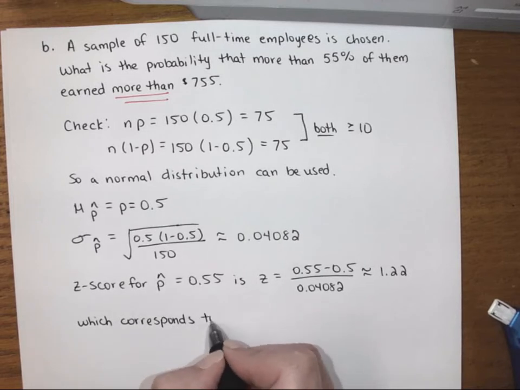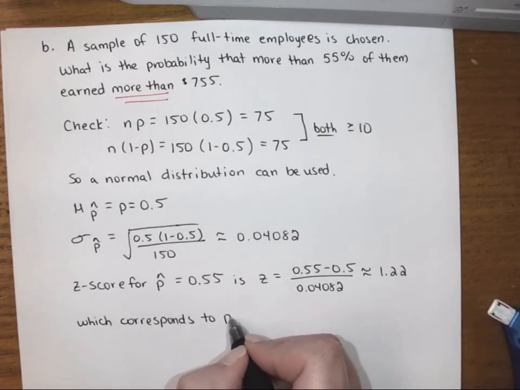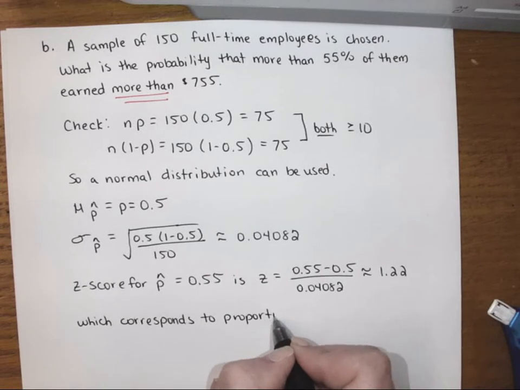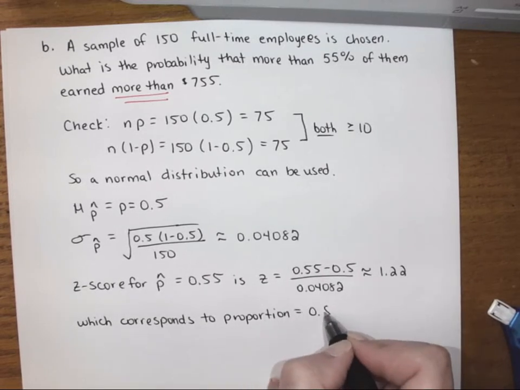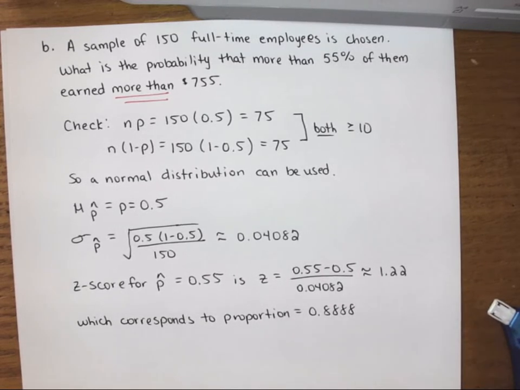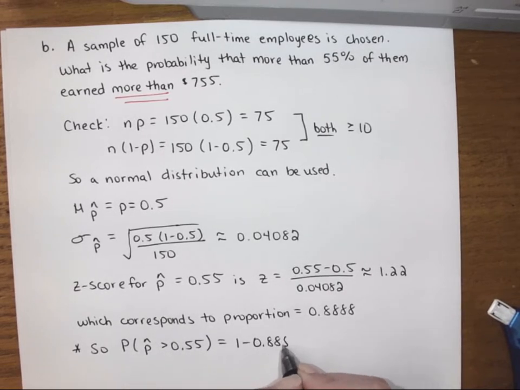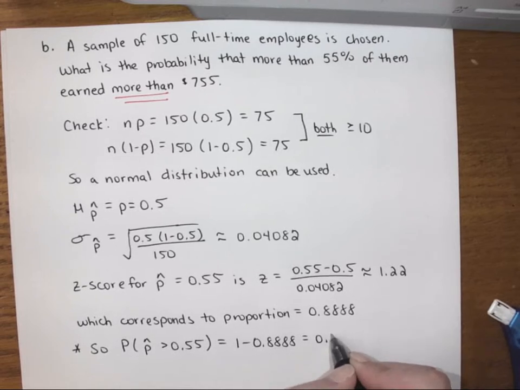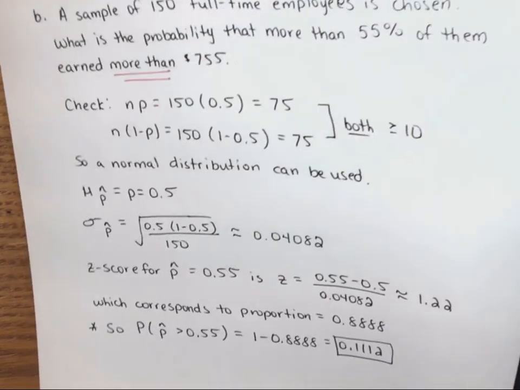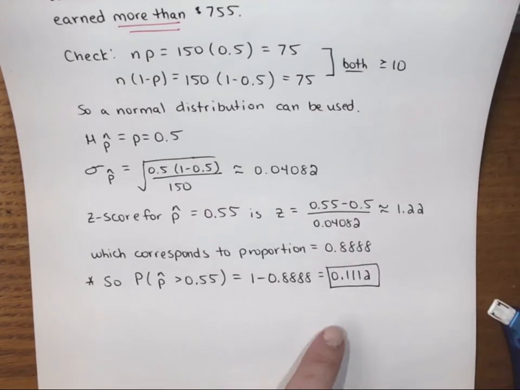Which corresponds on the chart to a proportion of 0.8888. But what I want, remember, is more than, so I'm going to find the probability that p hat is greater than 55% is going to be 1 minus that value I found on the chart, or 0.1112. Okay, so I didn't ask you, but if I did ask you if this was unusual, you would say no, right? Because 11% is more than 5%.